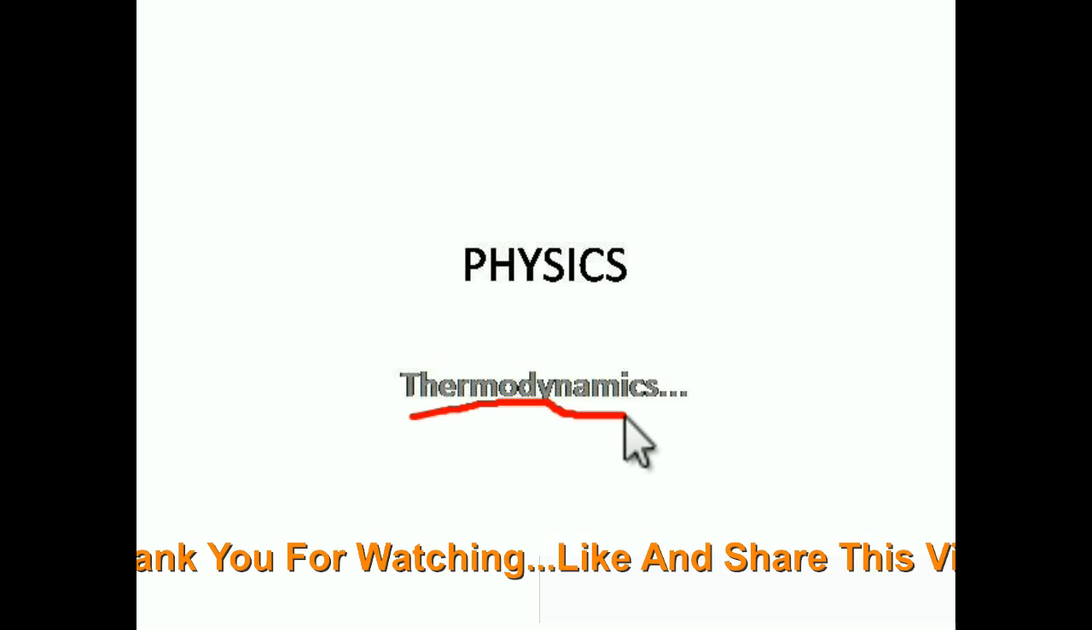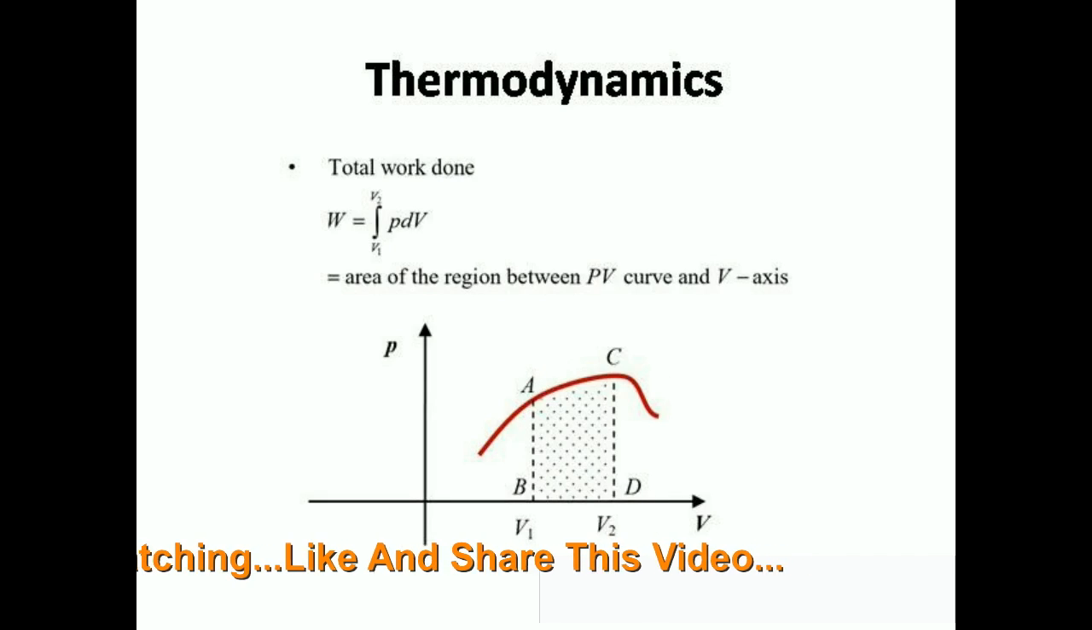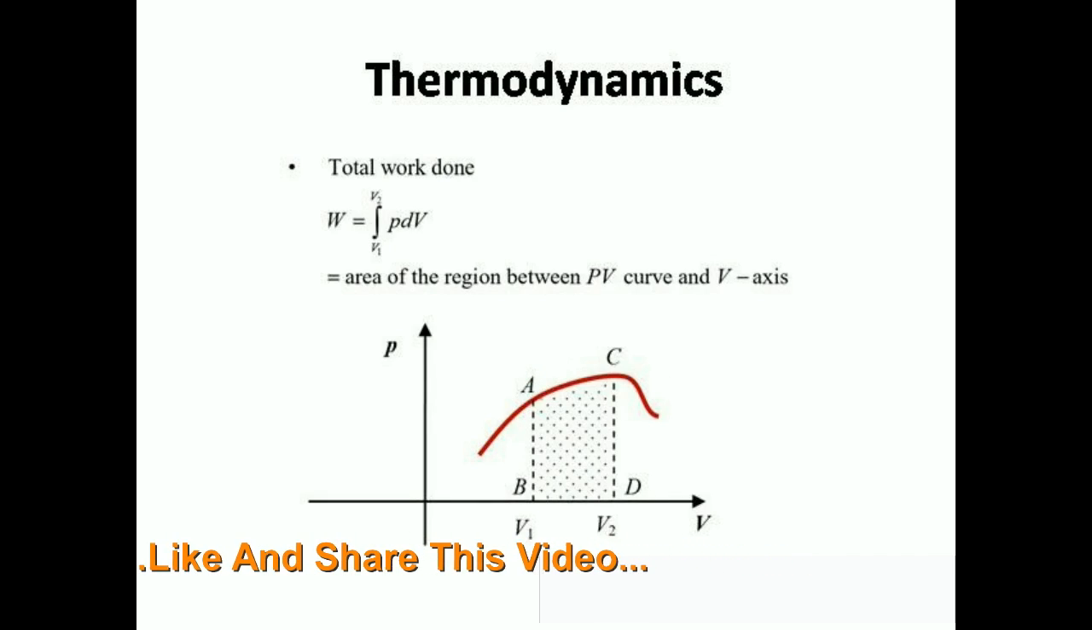So let's get started. In the previous video we saw the first law of thermodynamics, and at the end we saw the sign convention which is going to be used in the first law. See, there are two types of sign conventions: one we use for physics and one for chemistry. There are different sign conventions, and different rules as well.